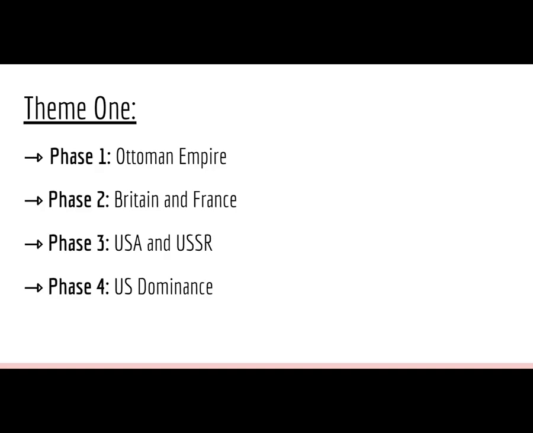Today, we will be going through Theme 1 and its phases. In Phase 1, we will discuss the impact of the Ottoman Empire. In Phase 2, we will explore the impact of Britain and France and their mandates, also including Britain's conflicting promises and its control of Egypt. In Phase 3, we will explore America and the Soviet Union and their dynamic within the Middle East, exploring their roles in the different wars. Lastly, in Phase 4, we will see America's power and its influence after the Iran-Iraq War and its role in both the First and the Second Gulf War.